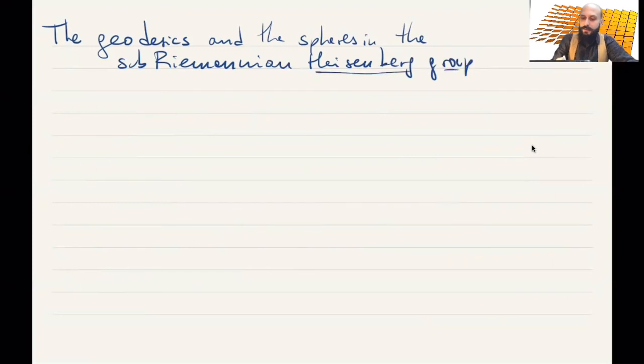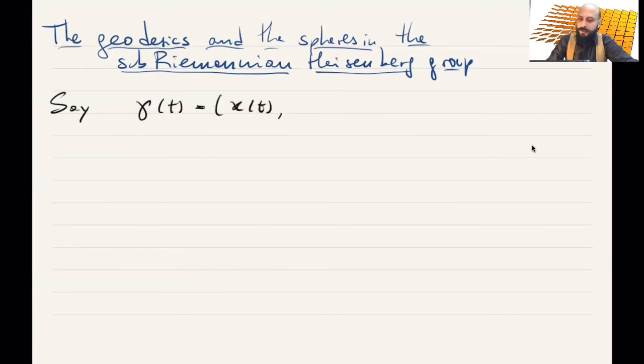Okay, now it's better if we recall how we constructed this sub-Riemannian structure and how we constructed the tangent subbundle in the picture in the back. This will help us use the geometry of planar curves to understand the geometry in the Heisenberg structure. So let's say that we have a curve in 3D. So it has three coordinates, and let's call it x of t, y of t, and z of t.